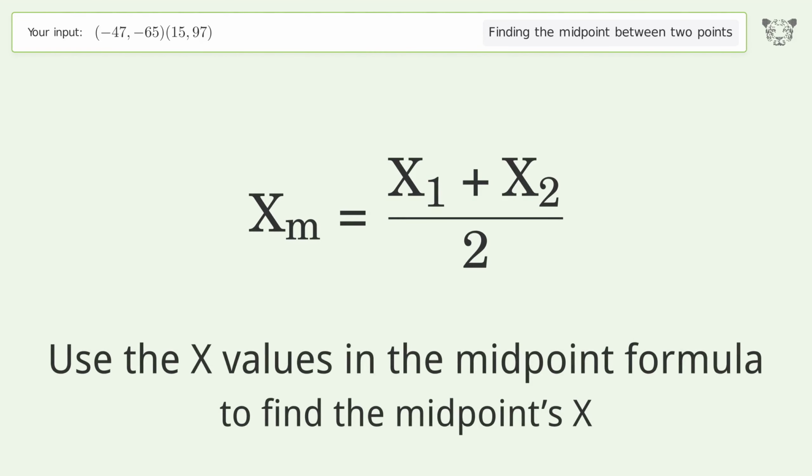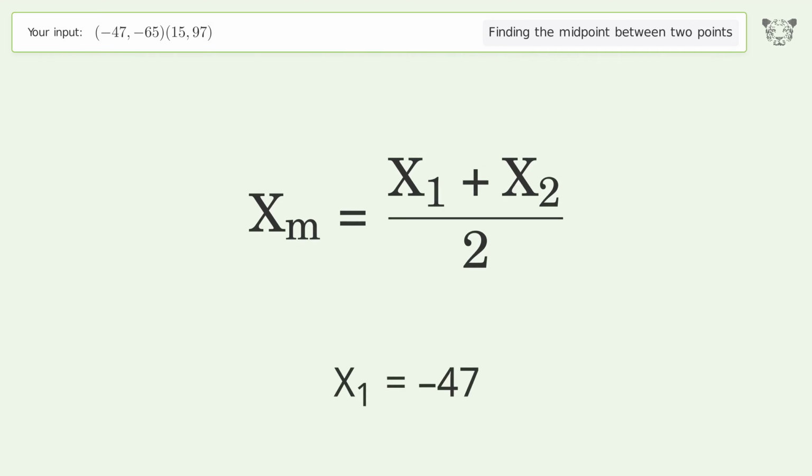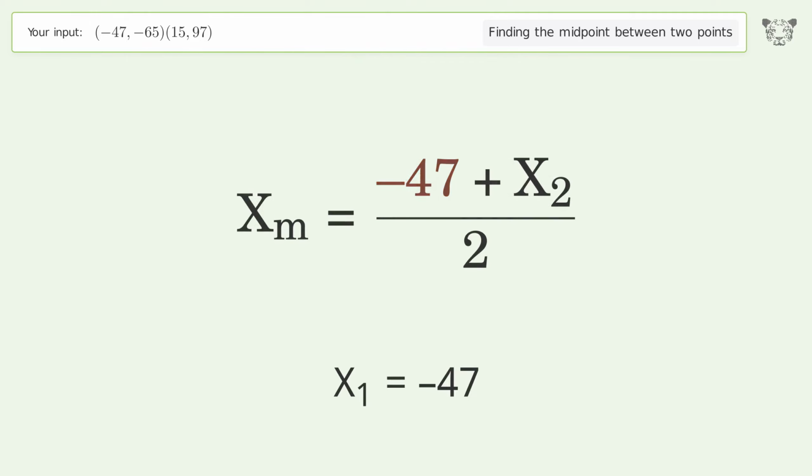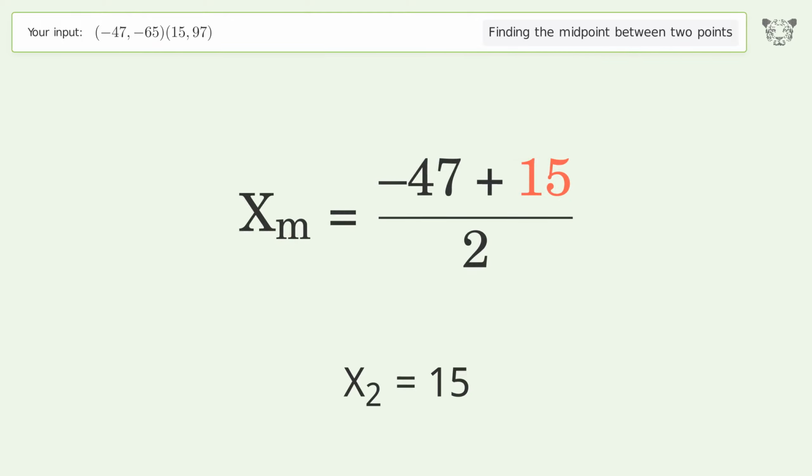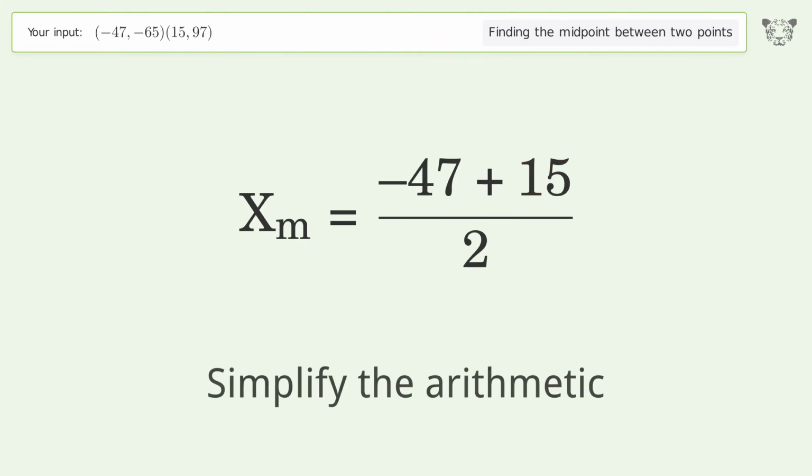Use the x values in the midpoint formula to find the midpoint's x. x1 equals negative 47. x2 equals 15. Simplify the arithmetic.